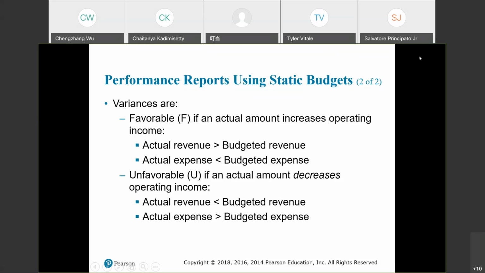So generally speaking, to determine the amount of operating income, there are two things you need to look at. First, the revenue. Second, the expenses, including the cost. In terms of revenue, if the actual revenue is greater than budgeted revenue, we say this is favorable, because that is the income source of your money from your sales of products.